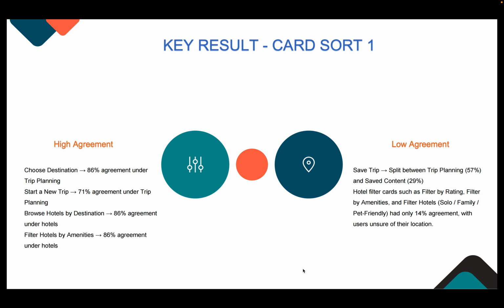Key results for card sort 1: high agreement was choose destination at 86% agreement under trip planning, and the lowest was 14%, with users unsure of their location.